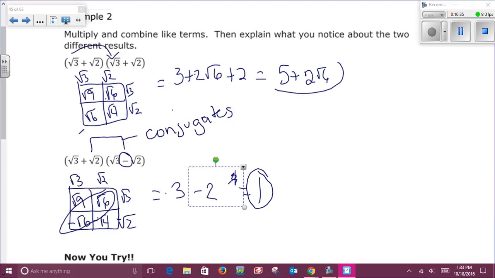Okay? And conjugates have the same numbers, except one is positive and one is negative. You may have heard of this when you were factoring, and some teachers called it the good twin and the bad twin. They look exactly alike, except one is positive, one is negative. That's what these are.